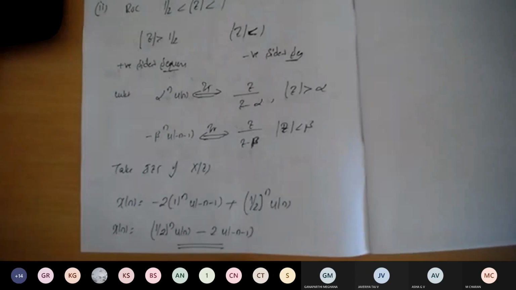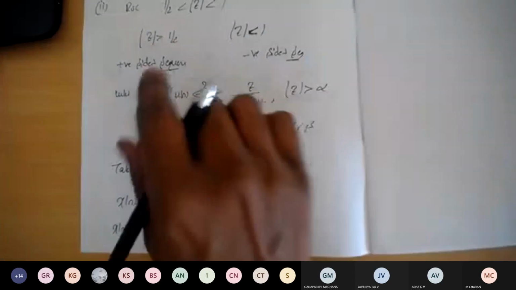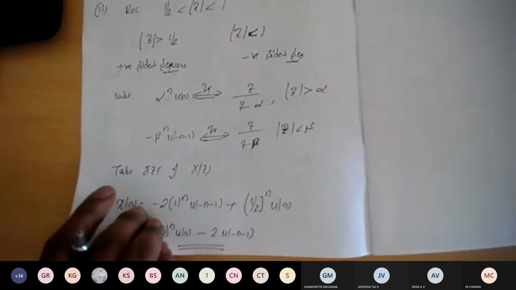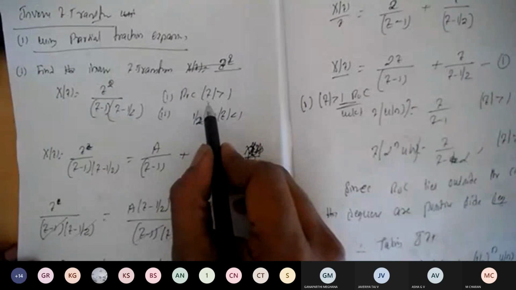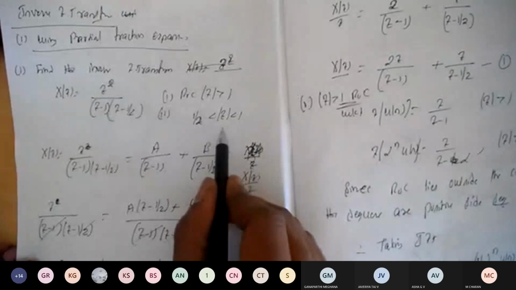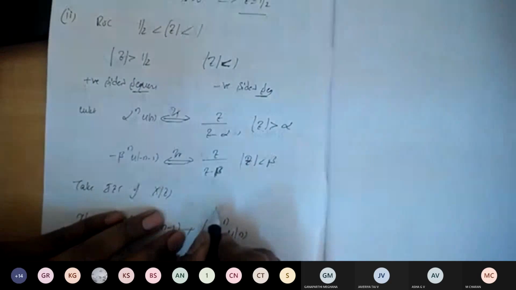Now I'll take one more ROC, the region of convergence, for this one. First we have taken the positive-sided sequence, that is the ROC Z is greater than 1. So this is the positive-sided sequence, and this is the double-sided sequence, where the ROC is going to lie like this. So for this one, we can write the ROC like this.